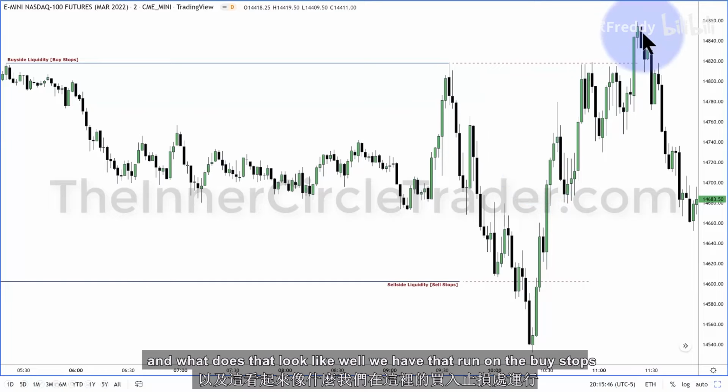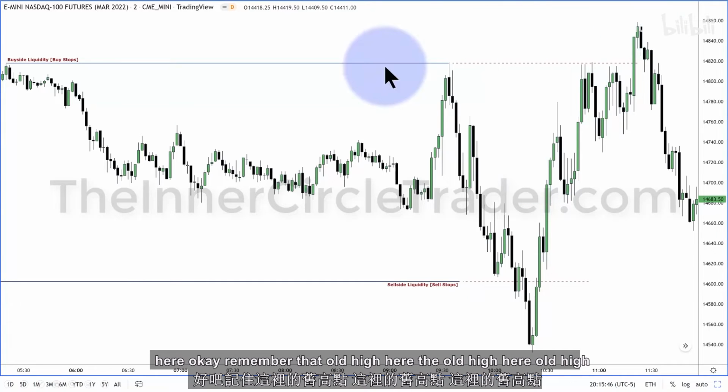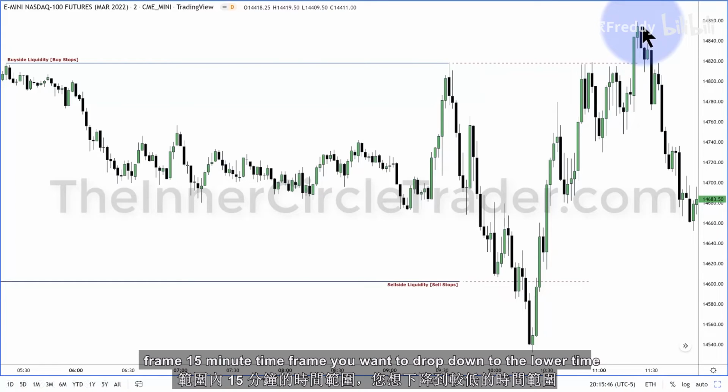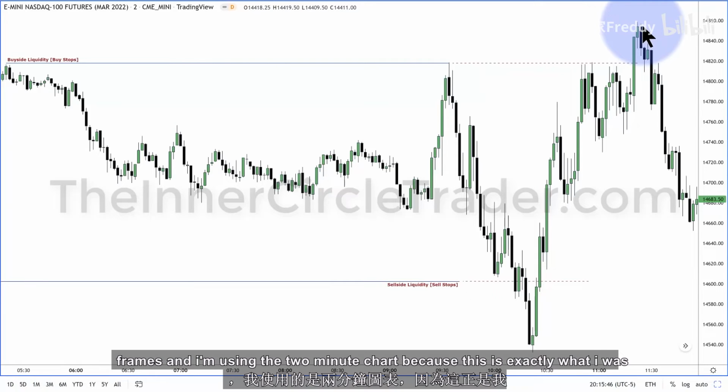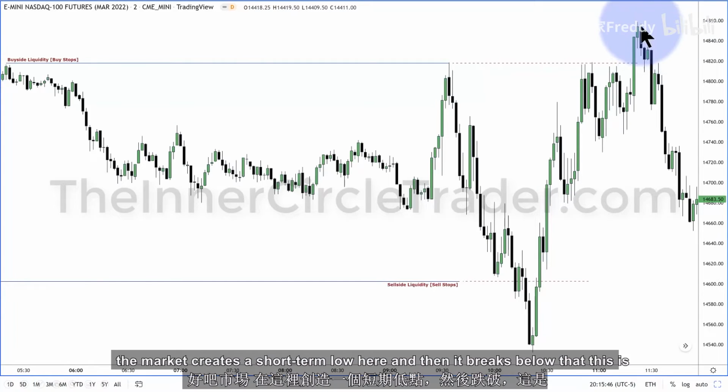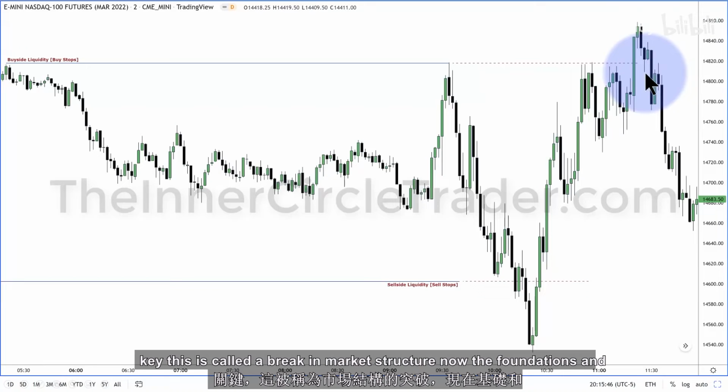Well, we have that run on the buy stops here, okay? Remember that old high here, the old high here, old high here. It runs right on through that. Once this occurs on that higher time frame, 15-minute time frame, you want to drop down to the lower time frames. And I'm using the 2-minute chart because this is exactly what I was using to find that imbalance and trade off of it, okay? The market creates a short-term low here, and then it breaks below that. This is key. This is called a break in market structure.